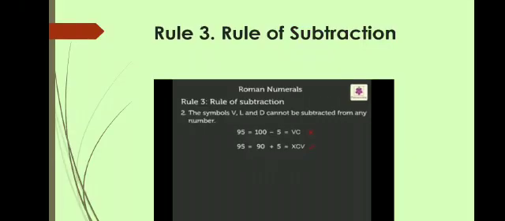The symbols V, L and D cannot be subtracted from any number. Let's use the digits. 95 equals 100 minus 5? No, that is wrong. We can't write 95 like that. We always write 95 as 90 plus 5, that is XCV.